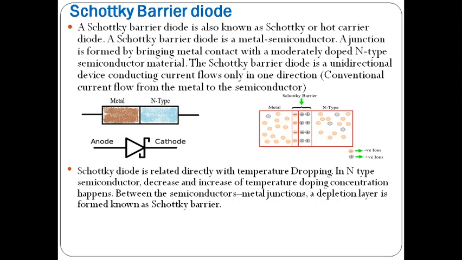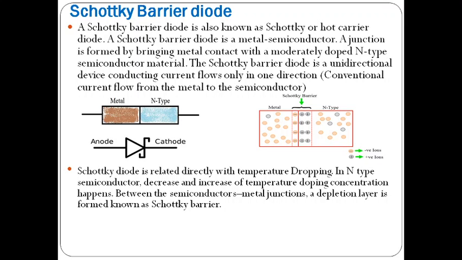The Schottky barrier diode is a unidirectional device, conducting current only in one direction. That means conventional current flows from metal to the semiconductor. In a normal PN junction diode, current moves from P to N and N to P, and current is produced due to positive charge carriers and negative charge carriers. That is bipolar and bidirectional.